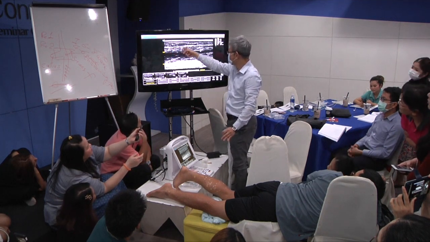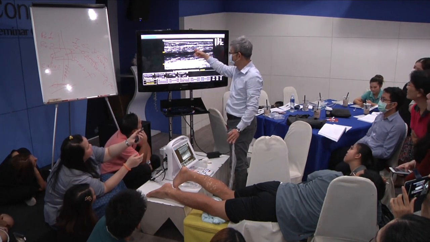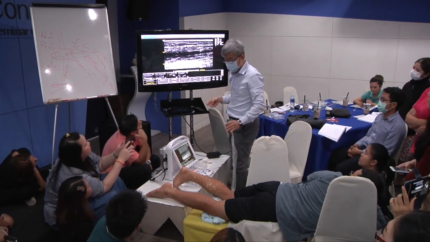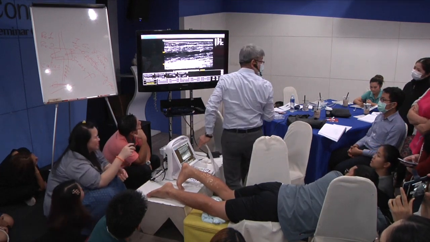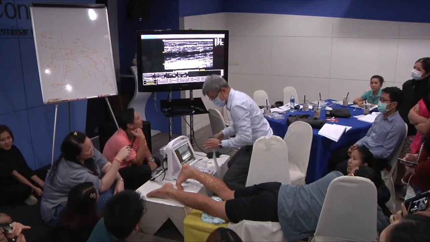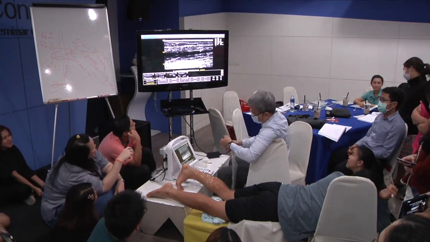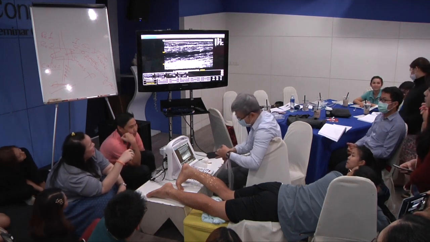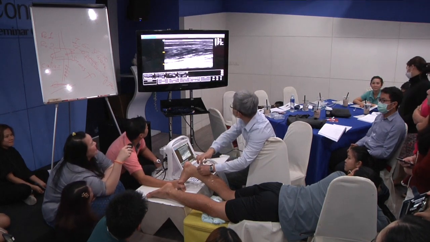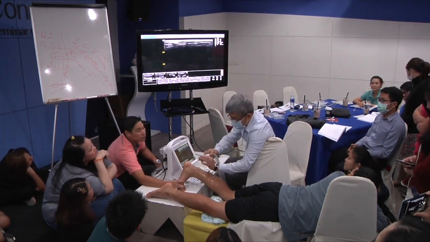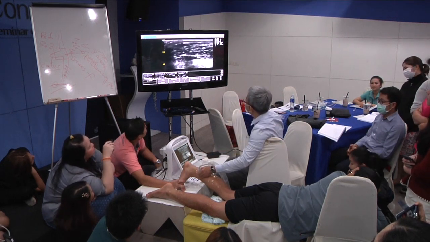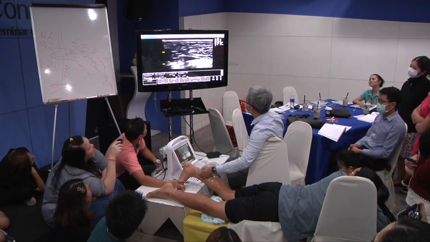Superficial layer. Deep layer. Deep layer from soleus. Superficial layer from gastrocnemius. Okay. You are very good. Sorry. Medial side. Achilles tendon, very bright.